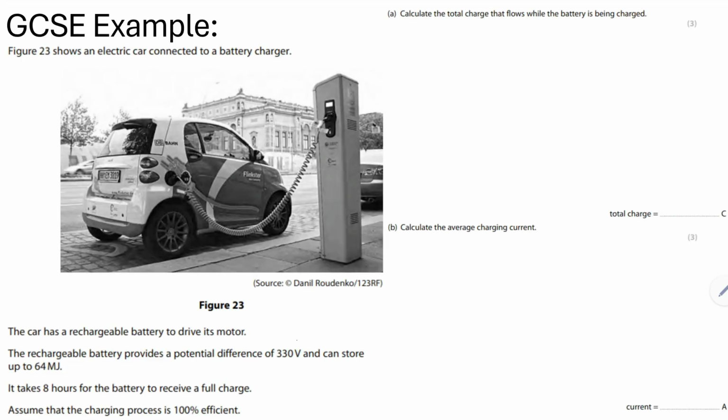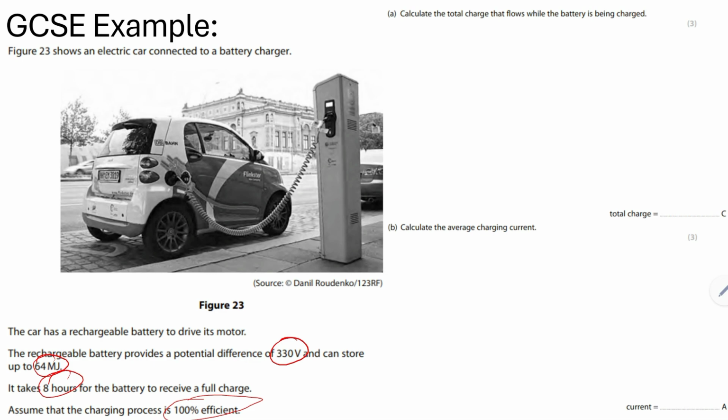So now we are going to be going on to the GCSE exam style question, where it states, calculate the total charge that flows while the battery is still being charged. We have the information in the question which states that the potential difference is 330 volts and can store up to 64 megajoules. It takes 8 hours for the battery to fully charge and it is 100% efficient.